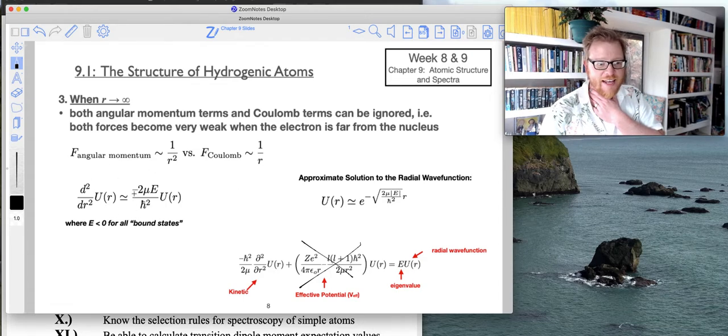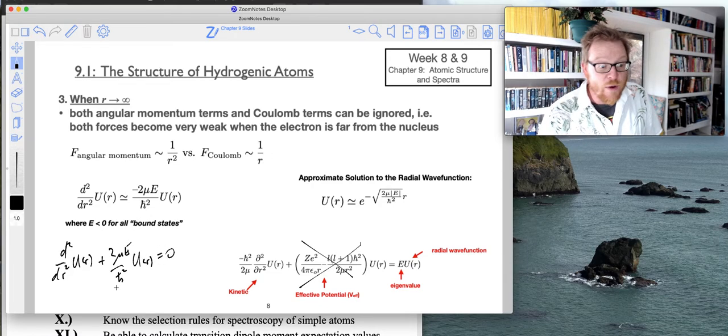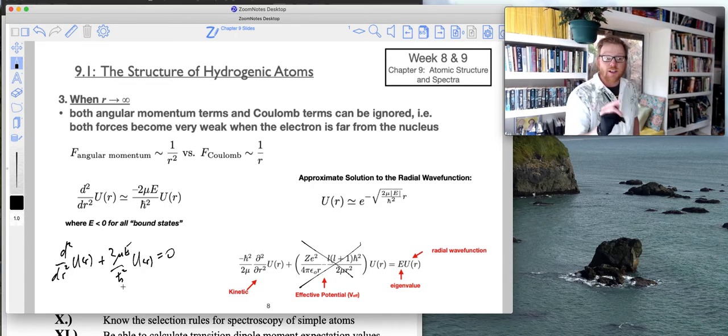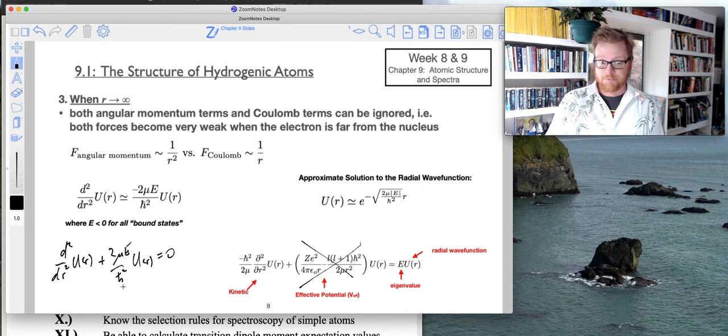Look, we got rid of all of these potential terms when the particle is very far away. And you can see here that this is a Schrödinger equation we've already solved, right? If I keep going through this with our standard ansatz method, I add that over to the other side. That's going to be plus 2 mu E over h bar squared times u of r equals 0. We've solved this thing. This is literally just our one-dimensional particle in a box wave function, okay?